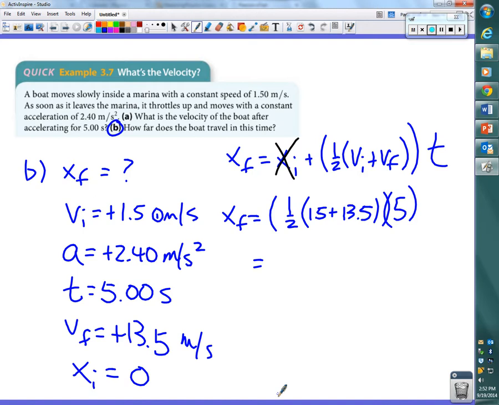What did you end up with? 37.5. Technically, Luke, what should we do with that 37.5? Make it positive. Okay? Now, one thing to notice. Did we have to use all the information that we figured out from the problem? We didn't have to use the what in this expression. We didn't use the acceleration to find out the final position.